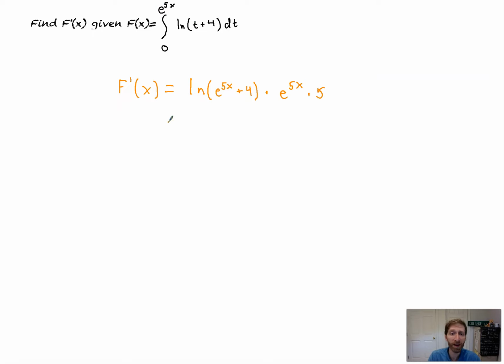So nothing new there. Very quick problem. So we'll get 5e to the 5x. I'm going to swing that out to the front. ln of e to the 5x plus 4. That's all. Not so bad. Not so bad at all, right? So old school concept, new school derivative. You got this.